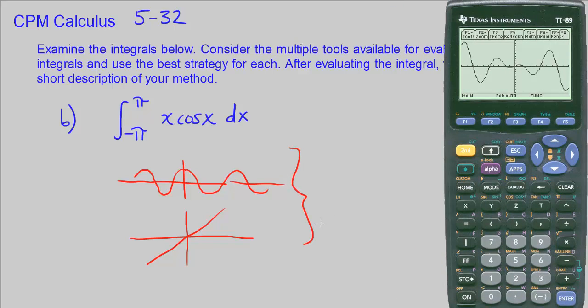When you multiply these together, you're going to get an odd function, right? That looks like this. Goes down, up, down, up. I'm not doing it justice here. Down, up. Oh, I'm really doing a bad job.